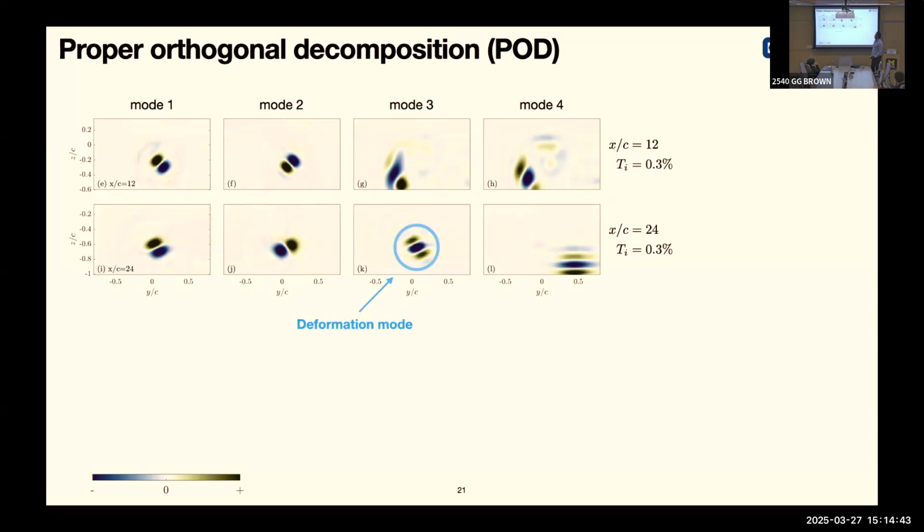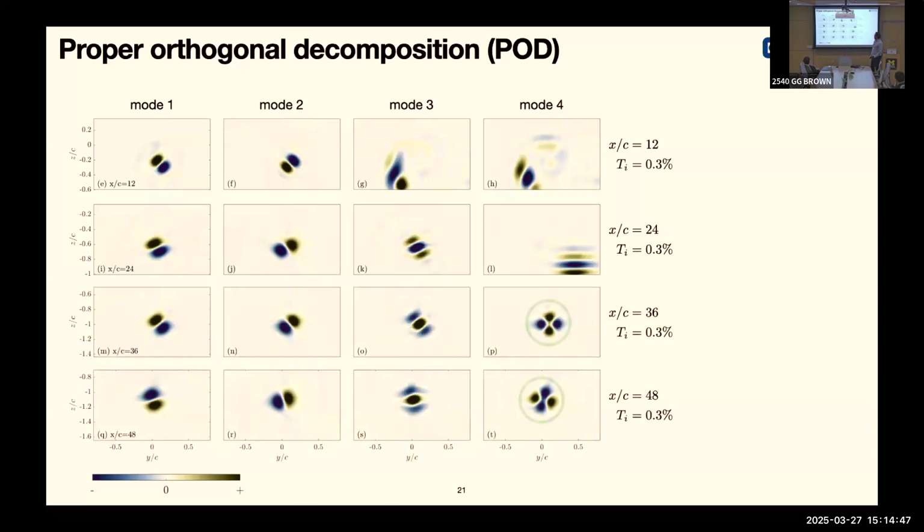We start to see the development of this, which is a deformation mode. You go further downstream. We have these elliptical deformation modes that show up as well. And this starts to become repetitive after we get to a certain distance downstream. So this is 48 chord lengths and 36 chord lengths. This is all our reference case, so the case with no turbulence. This is basically the evolution of the spatial modes, what they look like.